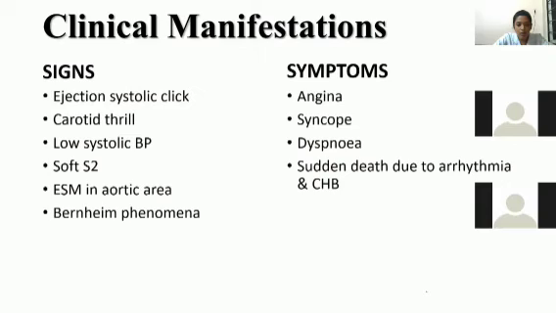Then an ejection systolic murmur can be auscultated in the aortic area. Then Bernheim phenomenon. Then symptoms: angina, as I already said, then syncope, then dyspnea, and sudden death can also happen due to complete heart block. Complete heart block can lead to arrhythmias like ventricular fibrillation, and that will lead to sudden death.